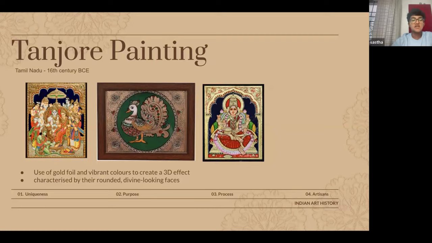The uniqueness of Tanjore painting lies in its rich and vivid colors, a compact composition, surface richness, and sheen. The use of gold foil is a distinctive feature, giving these paintings a three-dimensional effect. These paintings typically depict Hindu gods, goddesses, and saints, and they are characterized by their rounded and divine-looking faces and larger-than-life forms.